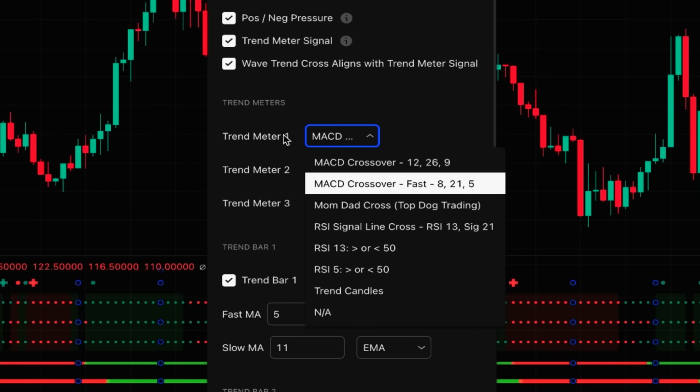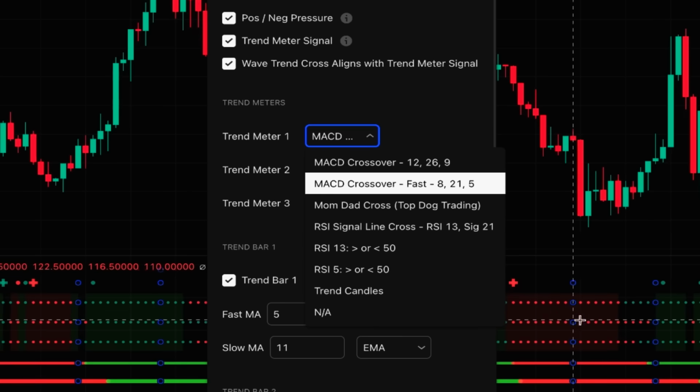For example, for trend meter 1, we have MACD crossover fast, meaning we have shorter length for EMAs, so we get crossover signals for shorter term momentum changes. So here in the first row, when the current candlestick is already closed, based on a MACD with settings of 8, 21, and 5, if the crossover is bearish, we get a red dot, and if the crossover is bullish, we get a green dot.